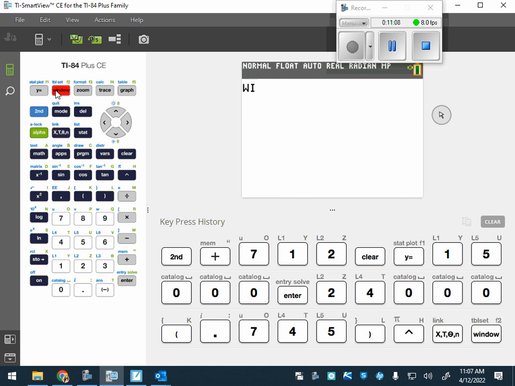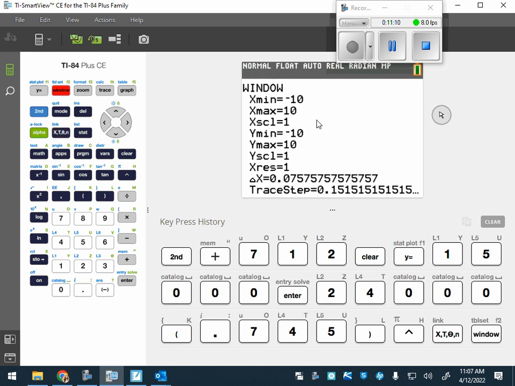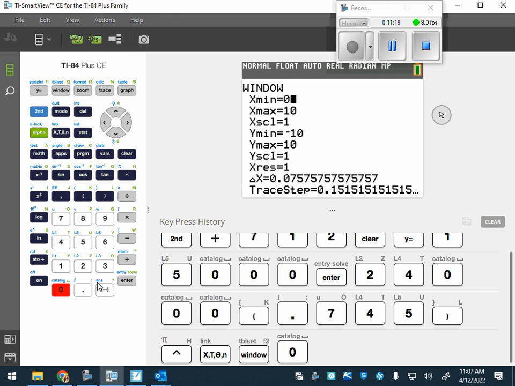Now we have to adjust our window. Some of you probably have it for something else. Okay, mine is reset to the standard screen. So I'm going to try doing X min is 0, X max is 10, okay, because that's talking about the years. Scale's fine. Y minimum, you could do two things. You could keep it at 0, okay, so I'll show you what that looks like, because we're talking about money.